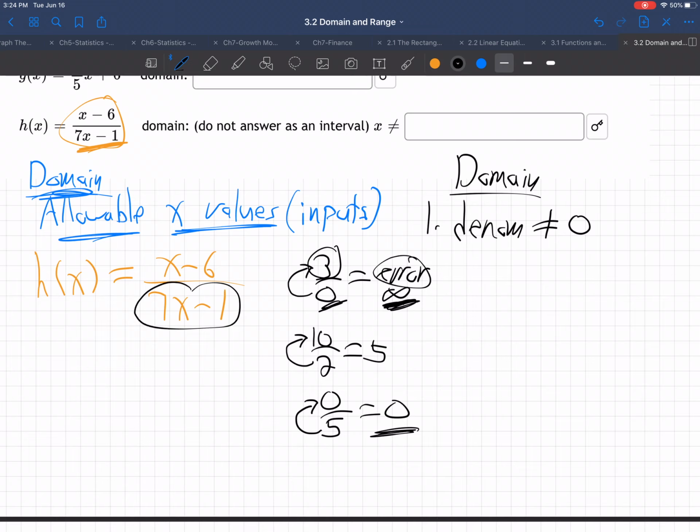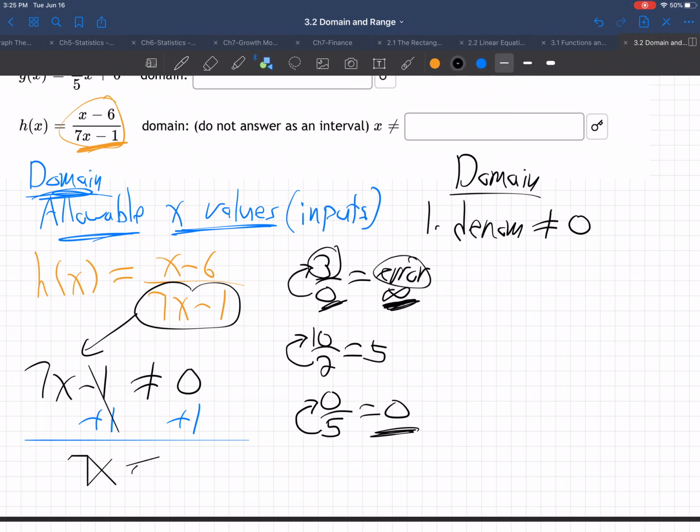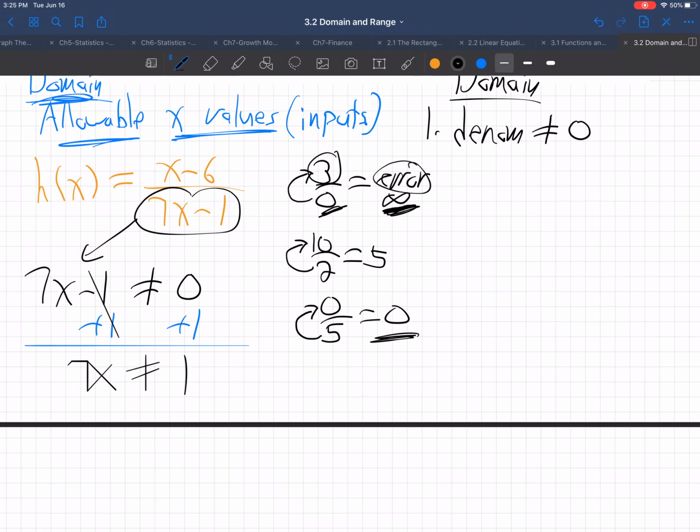So we take this denominator and we say, all right, denominator, you're not equal to 0. So we actually solve the equation. It's kind of weird to have a not equals equation, but that's what we have. Now we solve for x. Let's add 1 to both sides. And this cancels. We get 7x not equal to 1, and then last step, divide both sides by 7. Boom, x is not equal to 1/7. So x is not allowed to be 1/7.